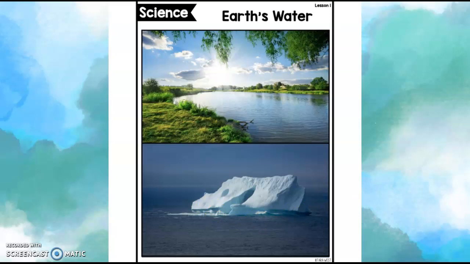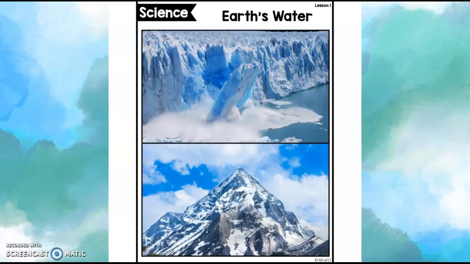Yes, it is a big, big chunk of ice, but it is called a glacier. Now, guess what? This is also made up of water because ice is a solid form of water. So water can be found as a liquid and it can be found as a solid. All right, let's keep looking at some more pictures. So here we have another glacier, and this one's really, really big. And then we've got a picture of a mountain, and it's got snow on it. Oh, and guess what? Snow is also made up of water.